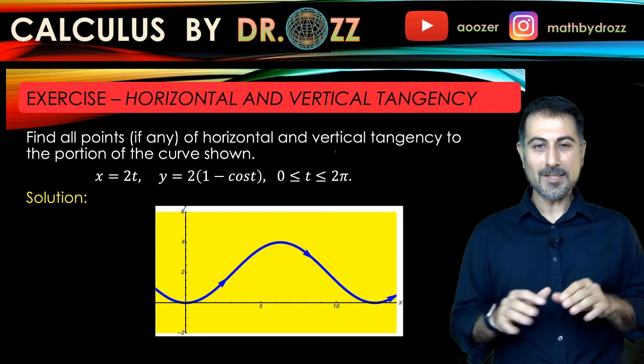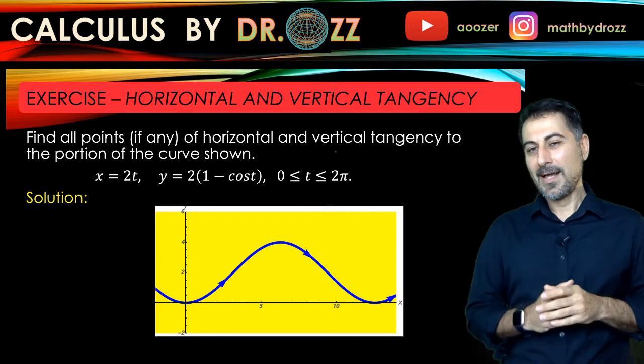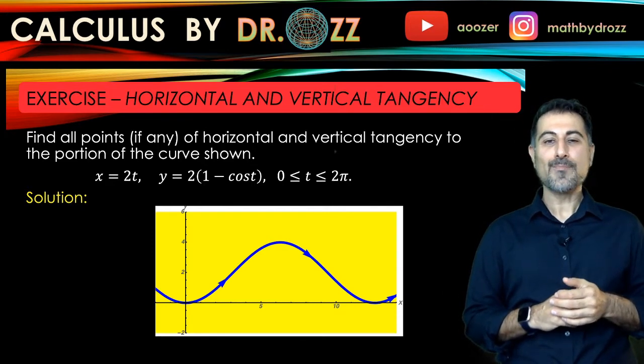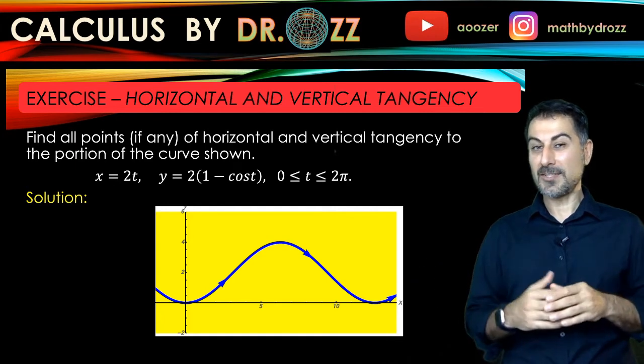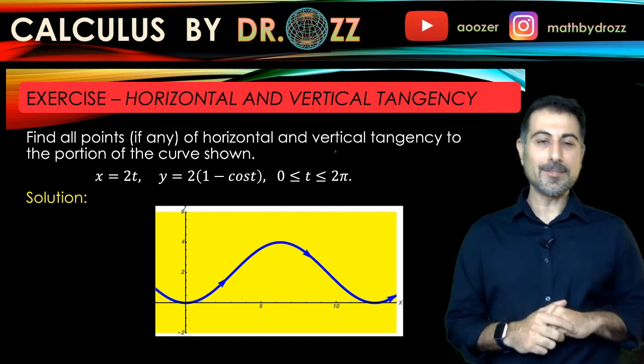I don't want to give you more heads up, but by just looking at the graph, you can actually read out where the horizontal tangency occurs. And it seems like there's no vertical tangency by just looking at the graph. But we're going to do the analysis in the rest of the video. All right, let's get started.